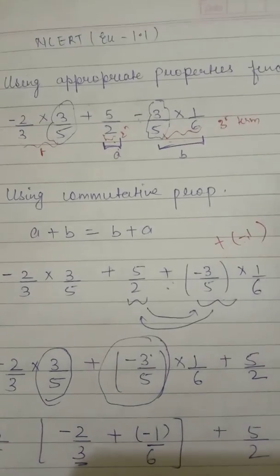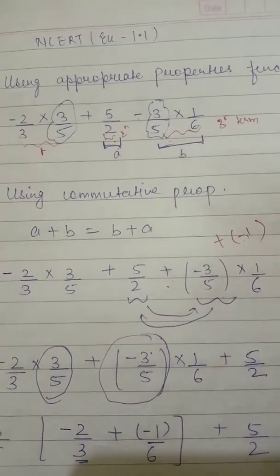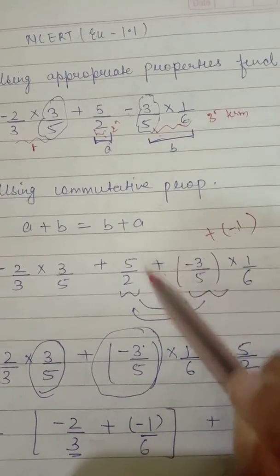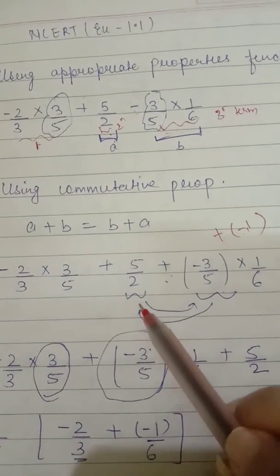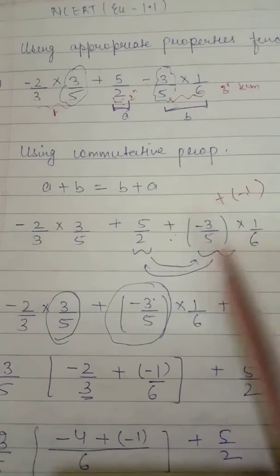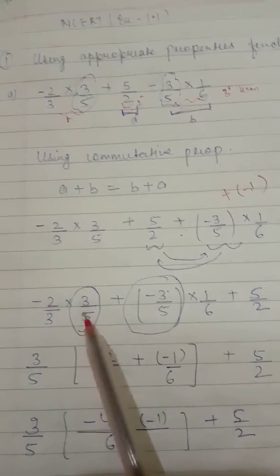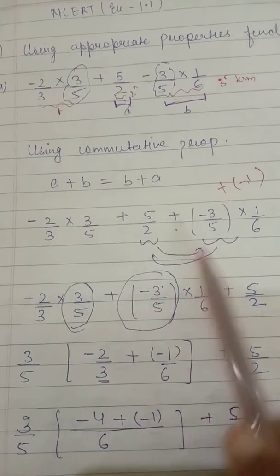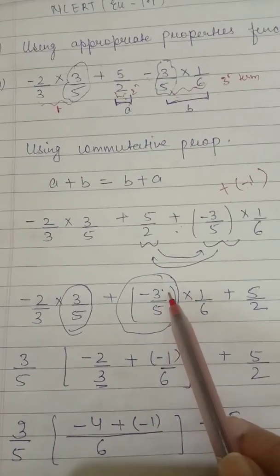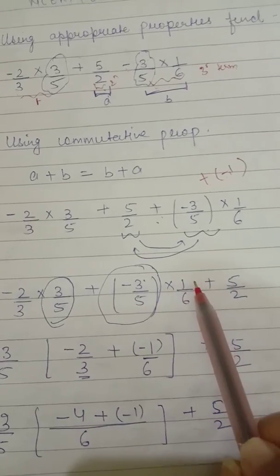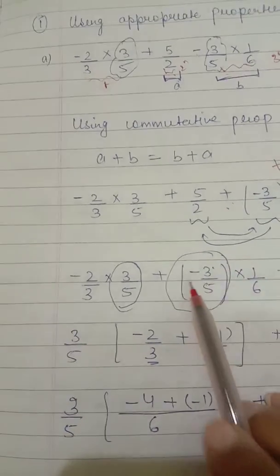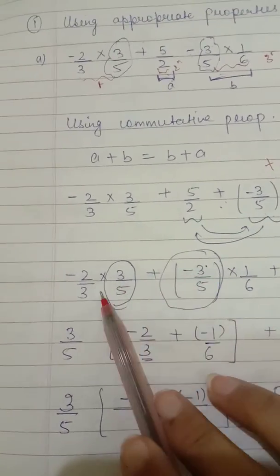So when I did this, now I can apply my commutative property in these two terms very easily, because now the operation is addition. So when I apply the commutative property in these two terms, it changes into minus 2 by 3 into 3 by 5 plus, now this term will come here and this term shifts here. So I will get minus 3 by 5 into 1 by 6 plus 5 by 2. Now I have to take the common value between these two terms.